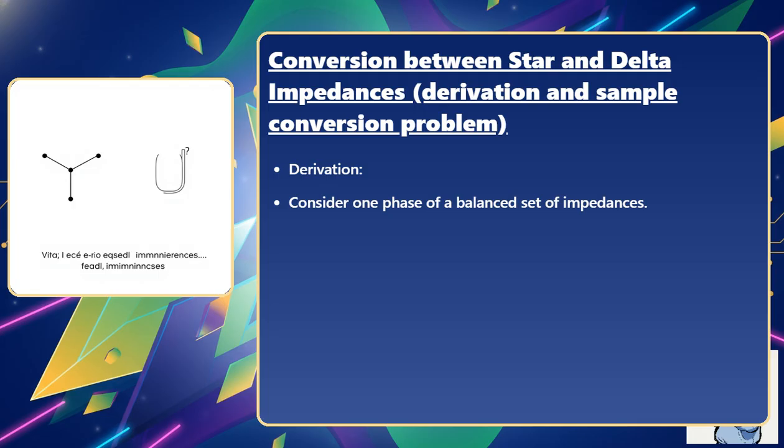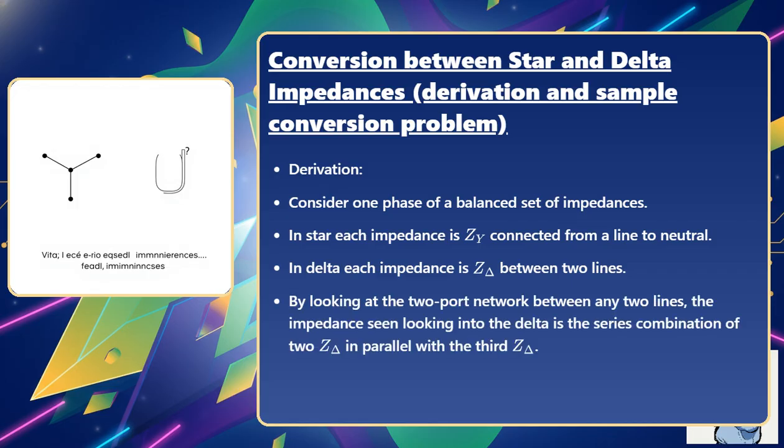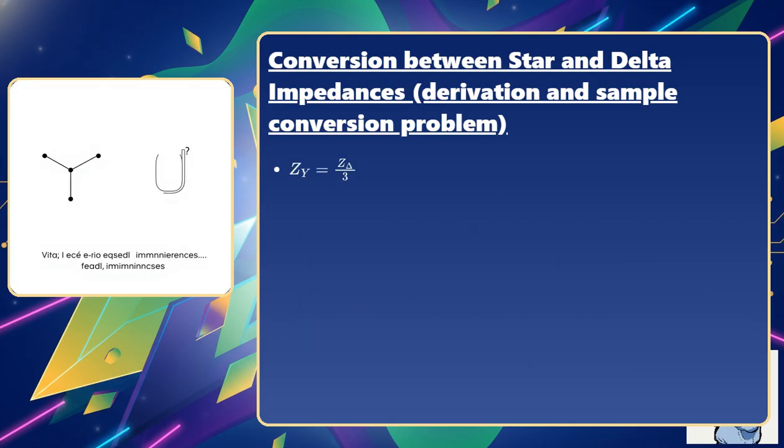Derivation. Consider one phase of a balanced set of impedances. In star, each impedance is ZY connected from a line to neutral. In delta, each impedance is Z delta between two lines. By looking at the two-port network between any two lines, the impedance seen looking into the delta is the series combination of two Z delta in parallel with the third Z delta. For a balanced case, the relationship simplifies to Z delta equals 3ZY. ZY equals Z delta divided by 3.